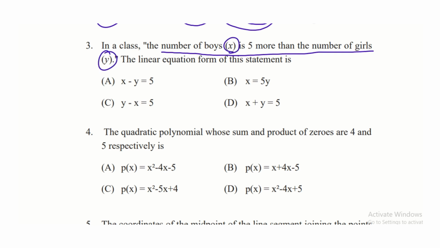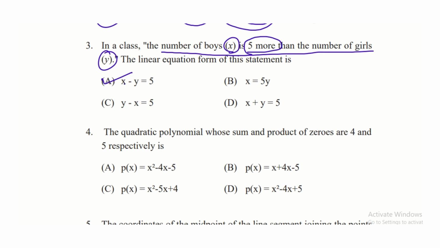So it's very clear that the number of boys is 5 more than the number of girls. That means 5 boys are more than the number of girls. So if you subtract the number of girls from the number of boys, you will get 5. That is, the difference between the number of boys and number of girls is 5. So the difference is x minus y equals to 5. So option A is the correct answer.